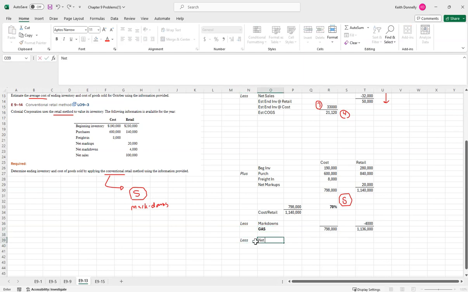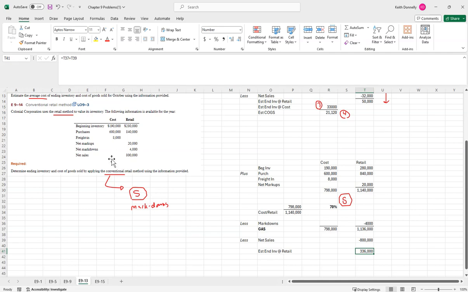less our net sales. Again, they're giving us that information over here, 800,000. That's at retail, in that retail column. So if we take our goods available for sale and we back out the net sales, that's going to be our estimated ending inventory at retail. Okay.